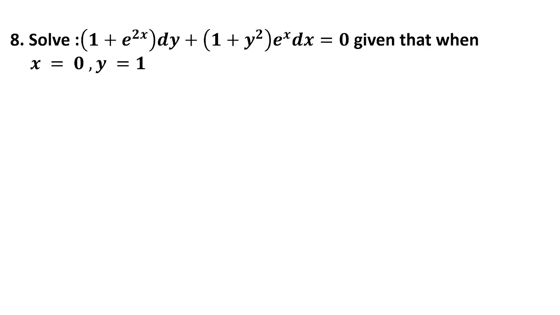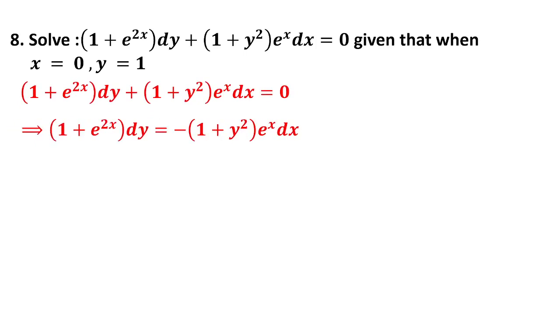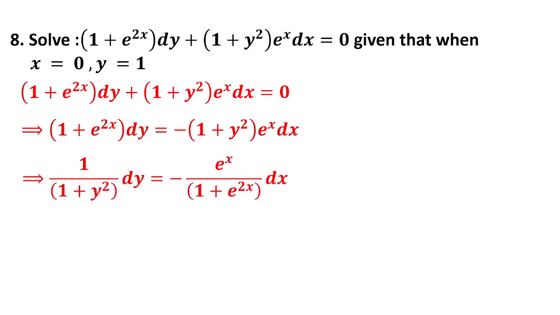Solve (1 plus e power 2x) dy plus (1 plus y square) e power x dx is equal to 0. Once again we have to check whether this problem can come in homogeneous. No. Can it come in linear? No. Therefore, the only option left with us is that this problem should come under variable separable. Let us do it. For this, it is always better to keep dy on the left hand side and dx on the right hand side. Now pull and push. I have pulled and pushed dy with all y functions, and dx with all x functions. Well, now I can integrate both sides.